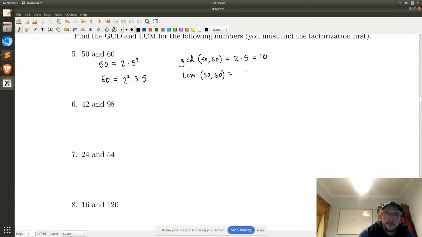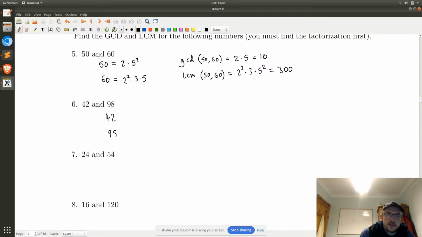And for the LCM, 2 squared times 3 times 5 squared. So that's 12 times 25, which is 300. Just like if I were computing the GCD and LCM of just plain old 5 and 6, but with a 0 on the end of my results.